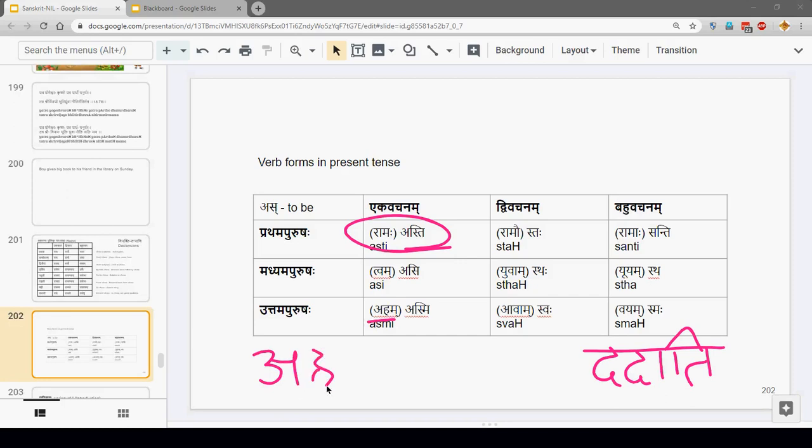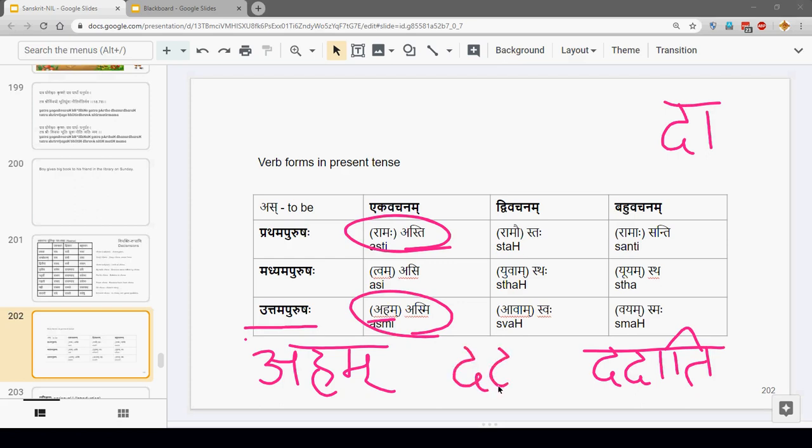Aham means I. Then if you look at the verb table of the root verb da, what is written here? What is the form? Uttama purusha ekavachana. So the form will be dadami. You just pick that form and use it. Dadami.